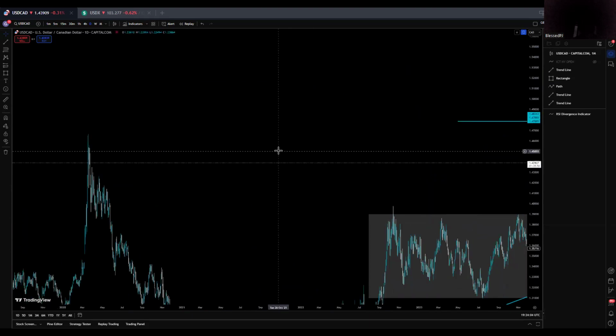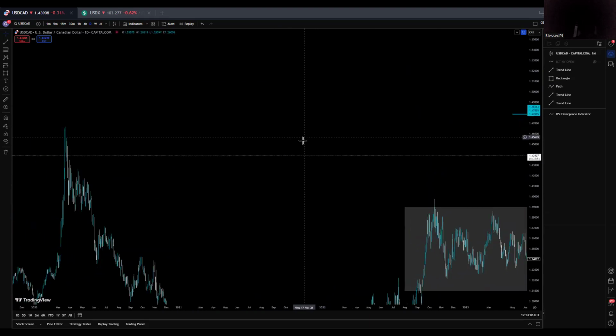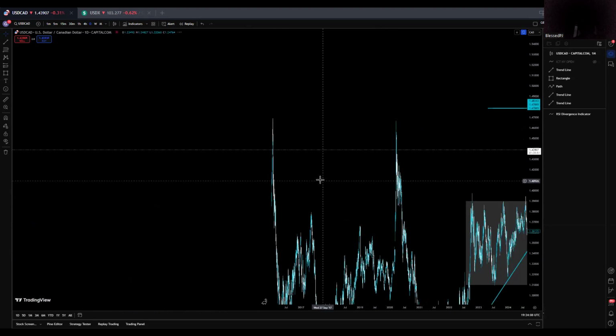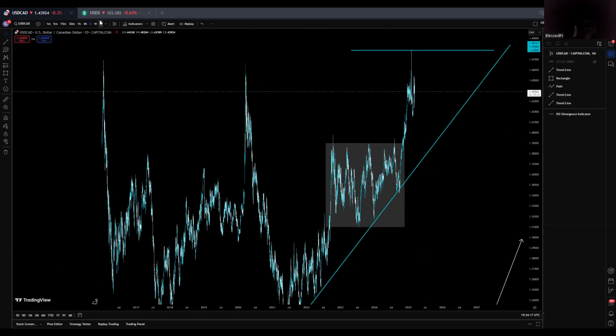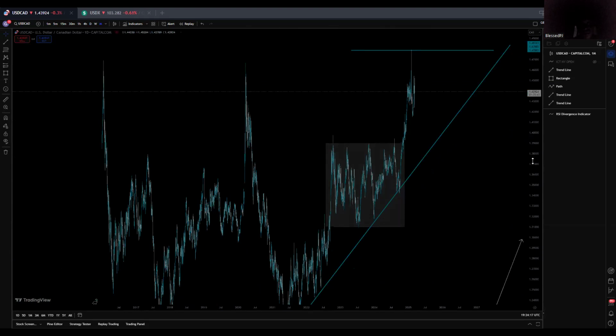It has taken out this previous high that was on this end. Can you see it? Took out this high. The market has broken above this. Let's go back to the monthly. I want to see this.